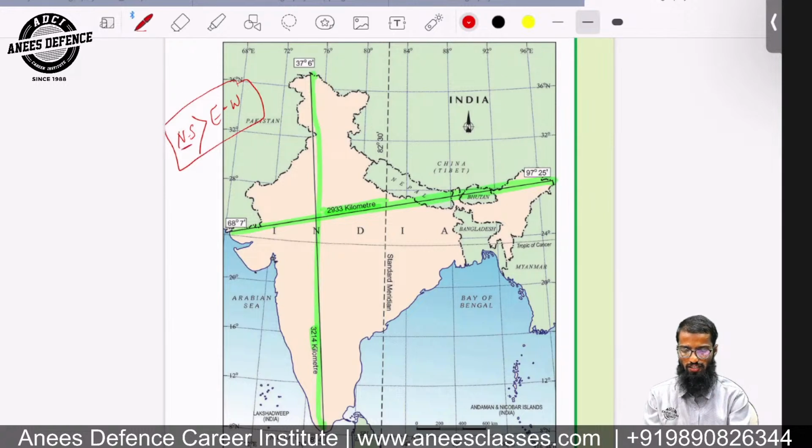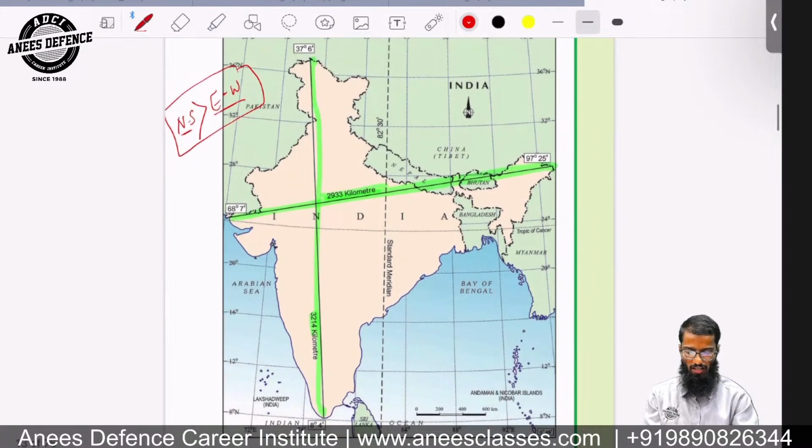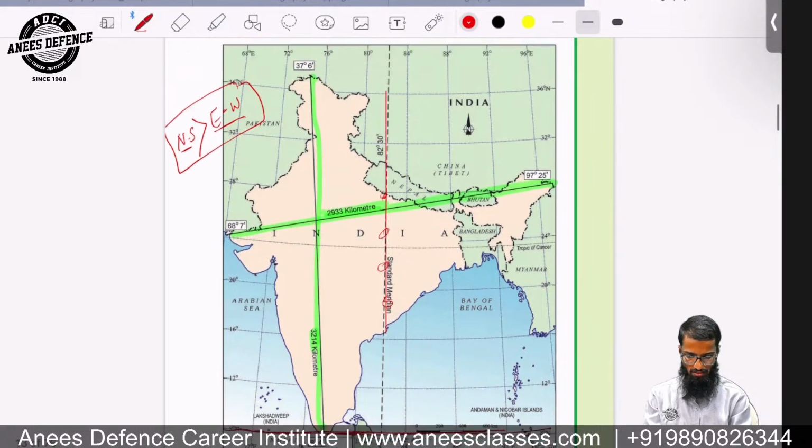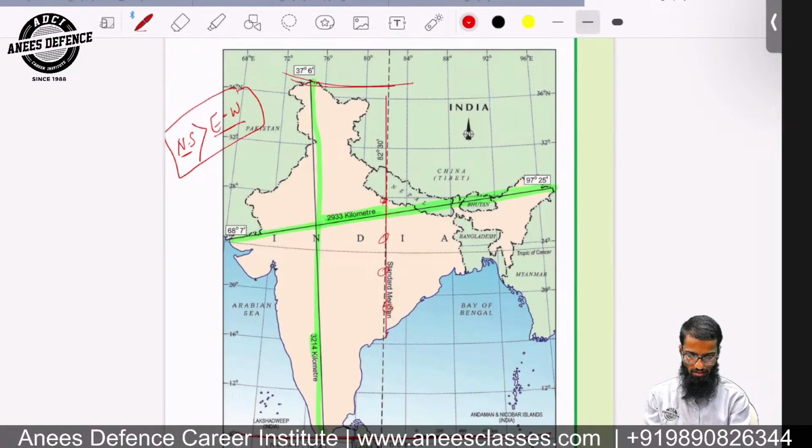So this is what you need to understand. The north-south extent is greater compared to the east-west extent, and this is the standard meridian, the Indian Standard Meridian. Remember this. It passes through 4 states, and this is the 8° latitude, and this is 33°, 37° latitude. This is 68, this is 97. This is the extent. If we connect, India will look like this.